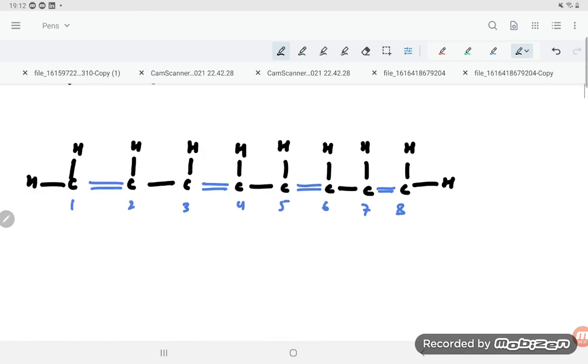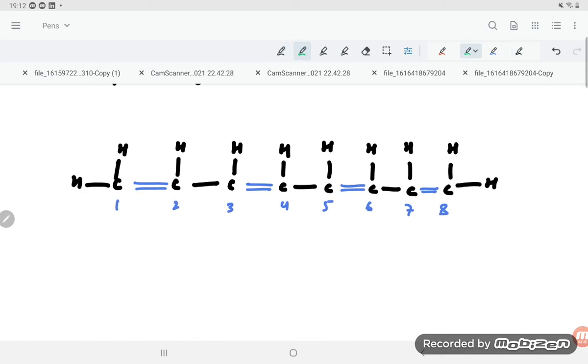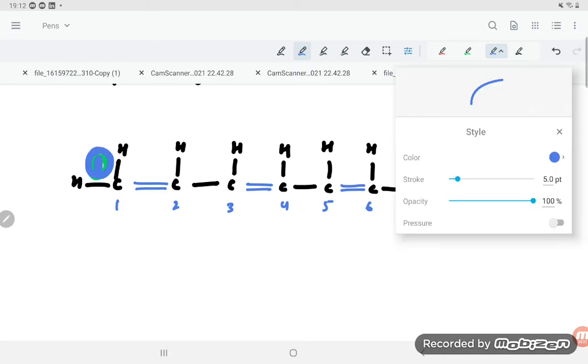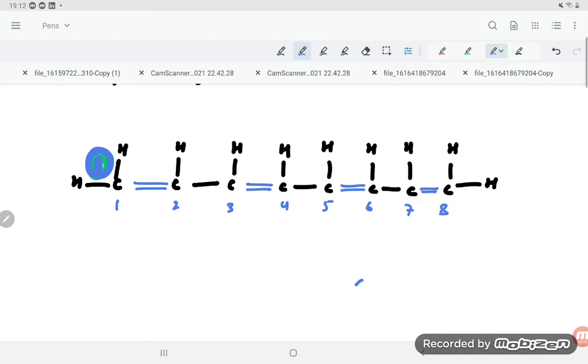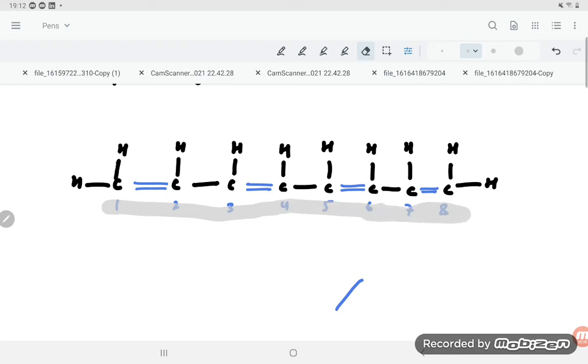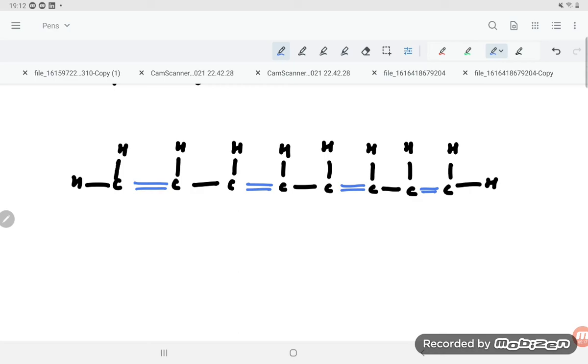Now count how many sigma and pi bonds there are. Let us have a look, students. This pen is not correct, so you have to be a little sharp. I am erasing the numbering, no need for the numbering, because I have to do the counting. Now I got it out here.